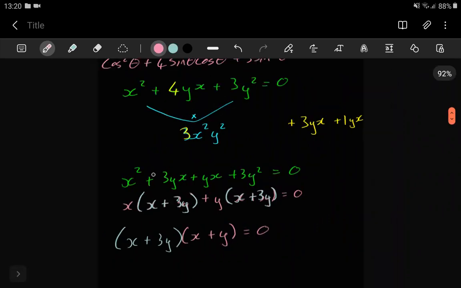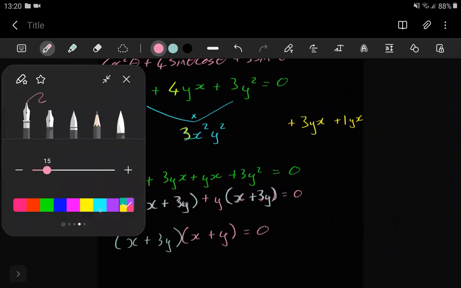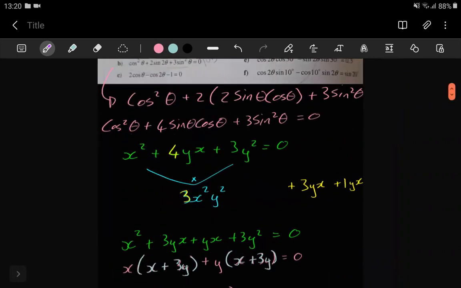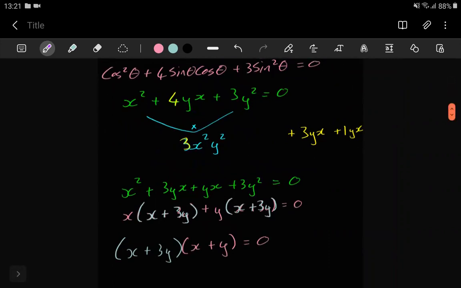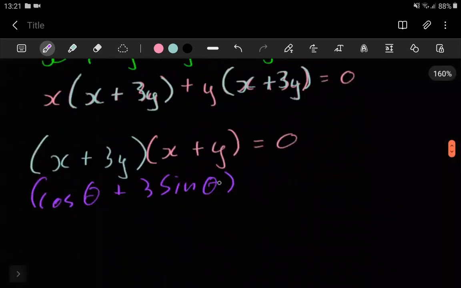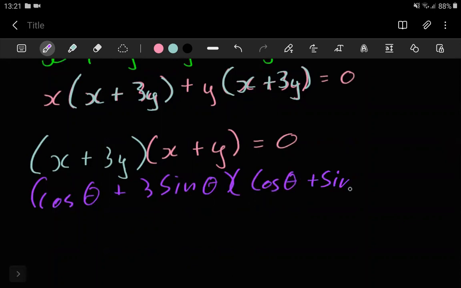This is something you can do for yourself, even on the side of your answer sheet, to help you remember how to factorize this. Wherever you see x, put a cos theta, and wherever you see y, put a sine theta. Then you'll see that when this is factorized, this is what you're actually dealing with, equal to 0.